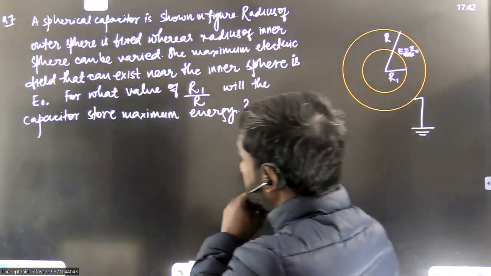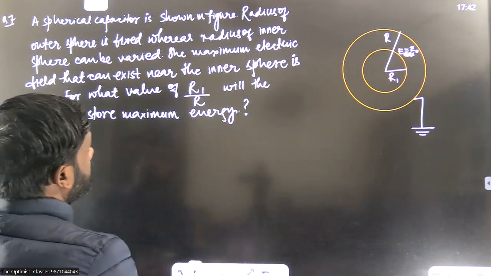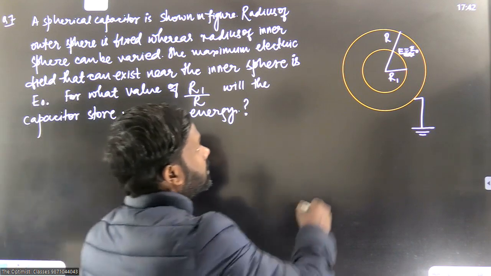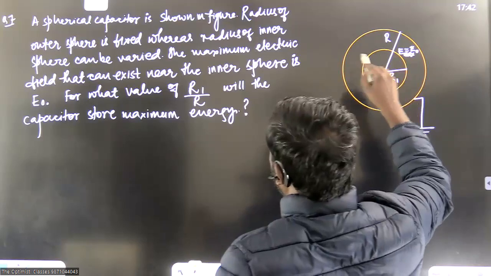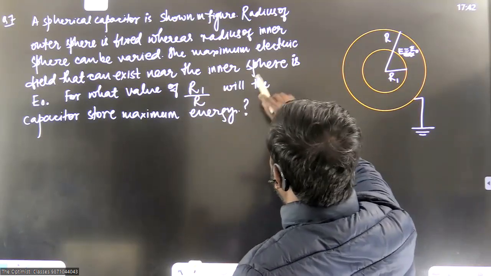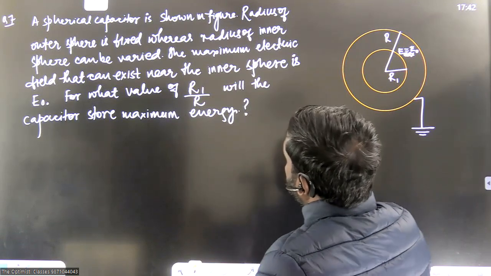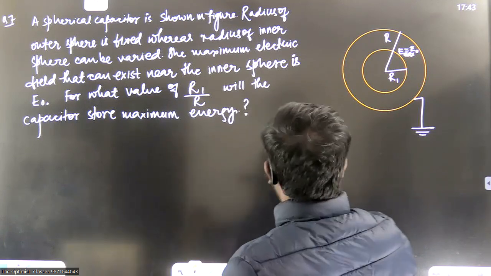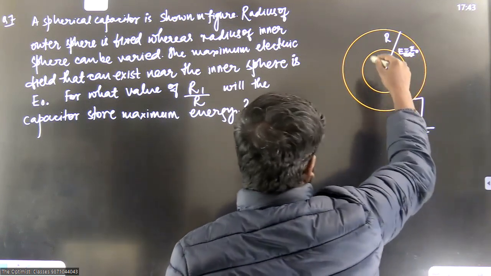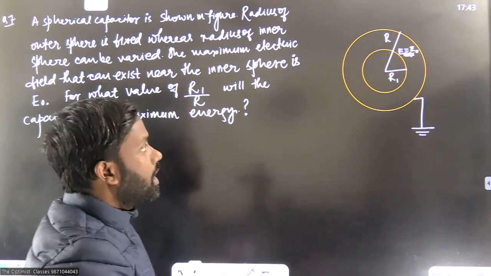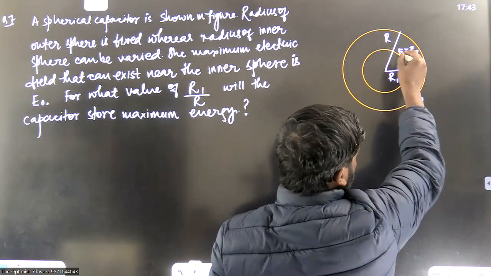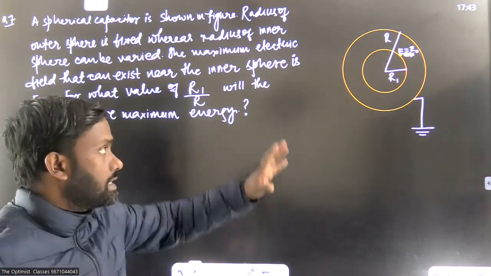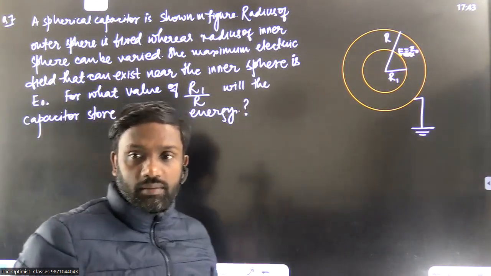Now move to another question. It says a spherical capacitor is shown in the figure. The radius of the outer sphere is fixed, but the radius of the inner sphere can be varied. The maximum electric field that can exist near the inner sphere is E naught. For what value of R1 by R will the capacitor store maximum energy? It is given that the maximum electric field near the surface of the inner sphere is E naught, so the electric field cannot exceed that value. If it exceeds that value, maybe some breakdown will occur.